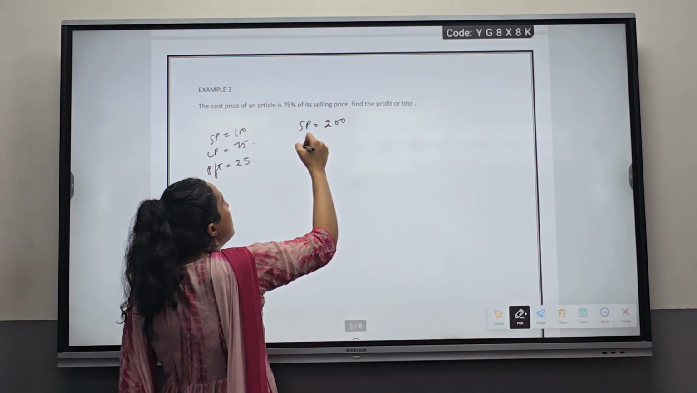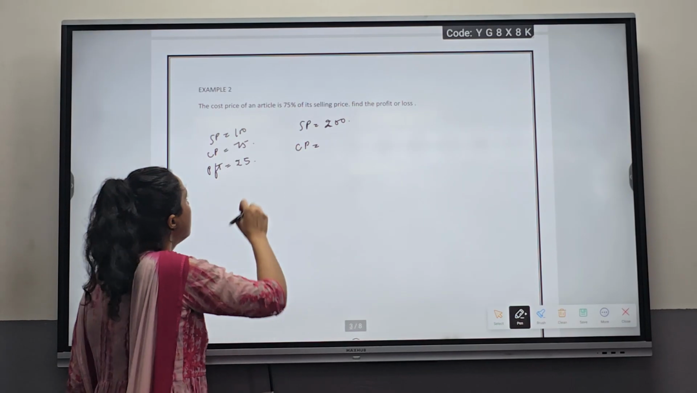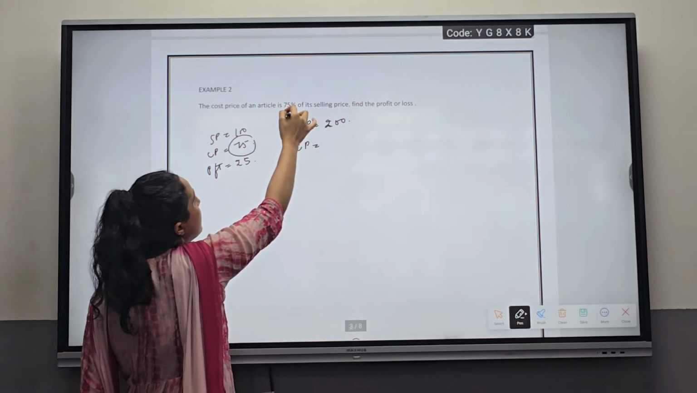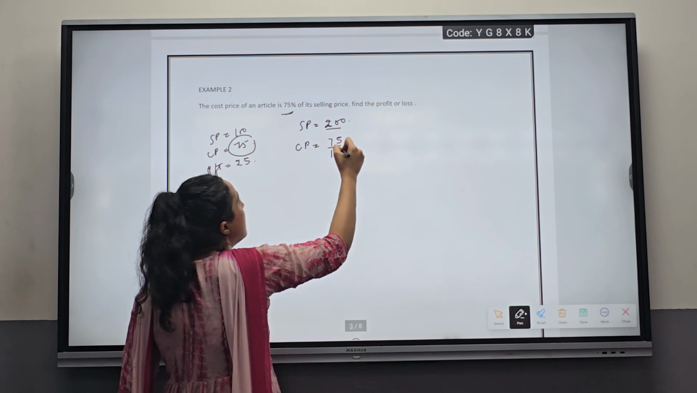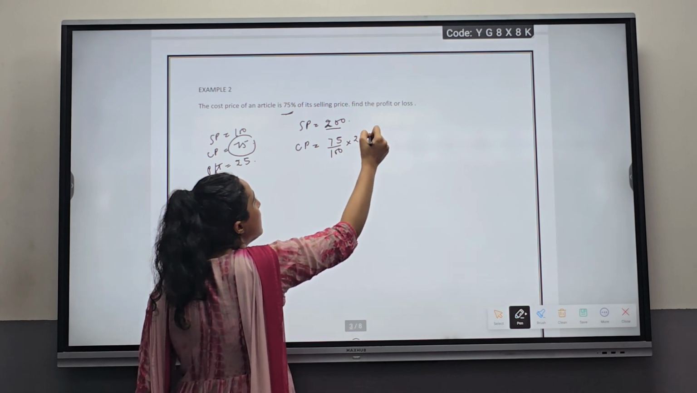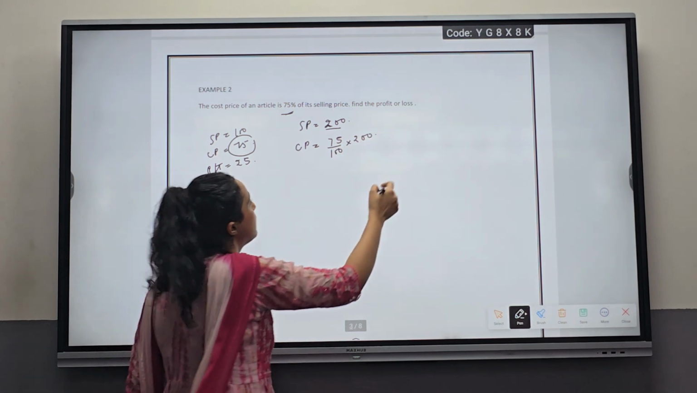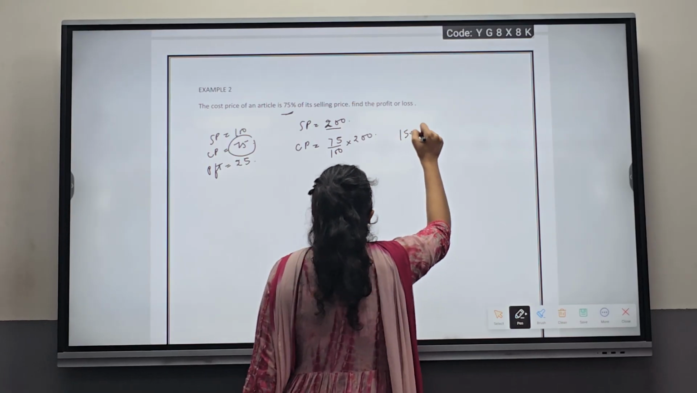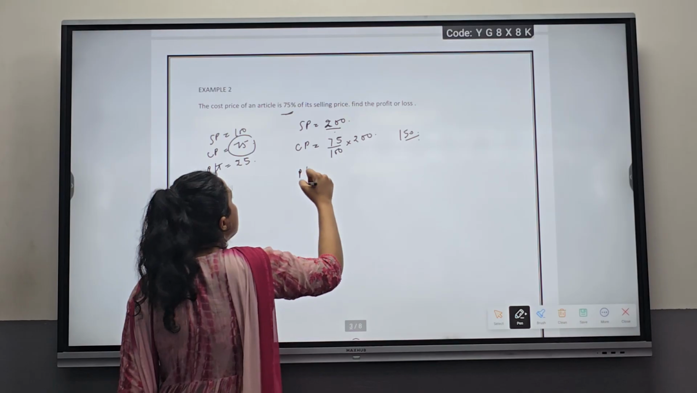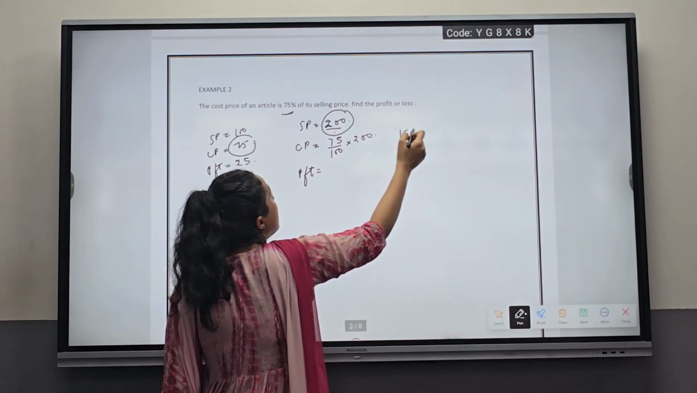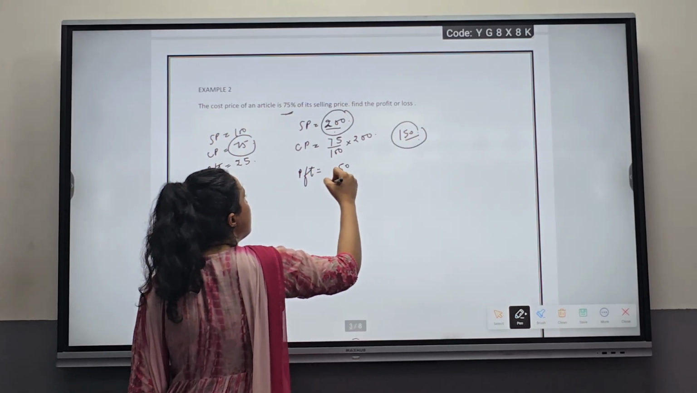Okay? Then for this case, cost price is what? 75% of selling price. So 75 by 100 multiply 200, right? This will be 150 here. Now, let's say again, in this question, if I ask you what is the profit, you will say 200 minus 150, profit is 50 rupees.